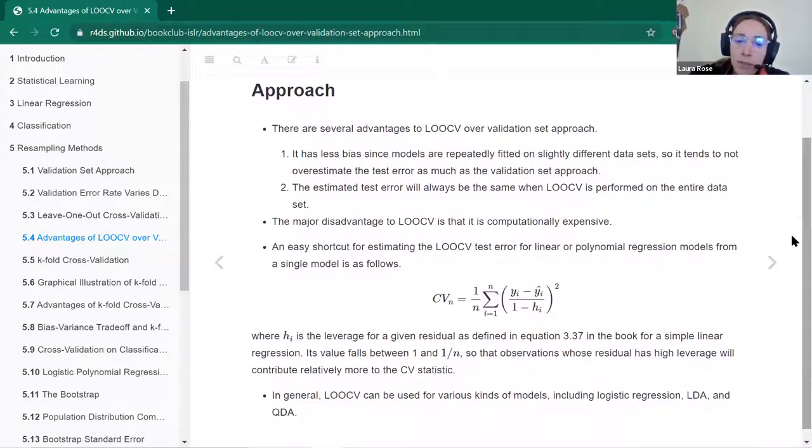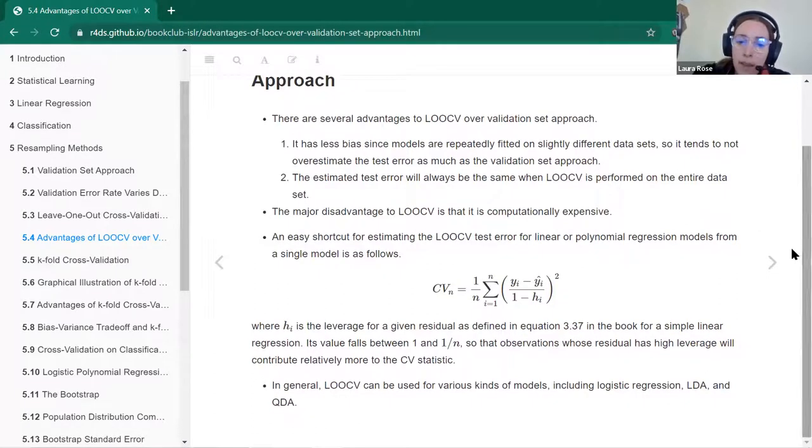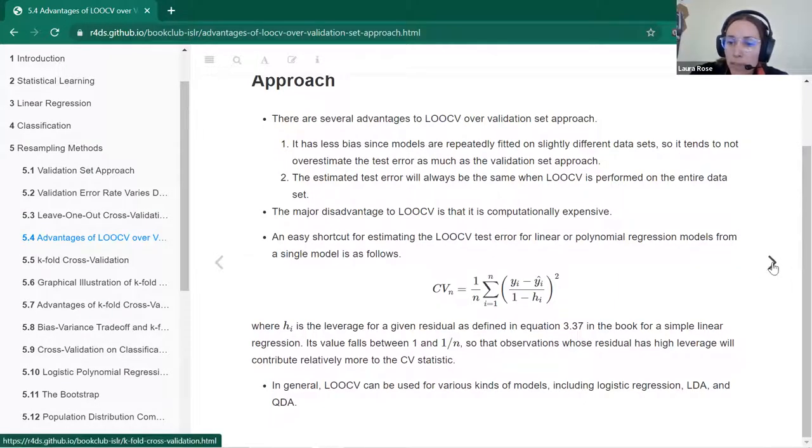So the value of H falls between 1 over N and 1. If you think about it, observations with higher leverage will contribute relatively more to the average that is going on there in the CV statistic. So LOOCV also has the advantage, which actually is probably not really an advantage, that you can use it for logistic regression, LDA, QDA, basically all the different kinds of models we've looked at previously.